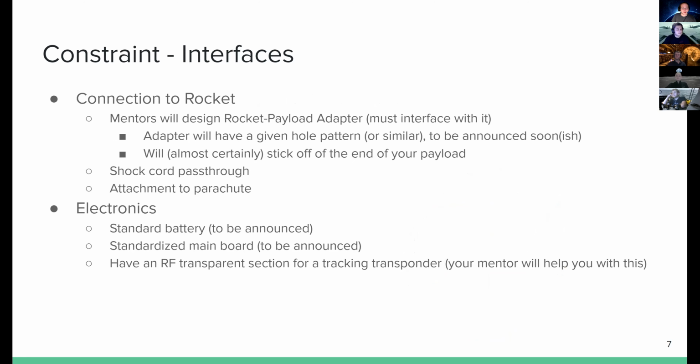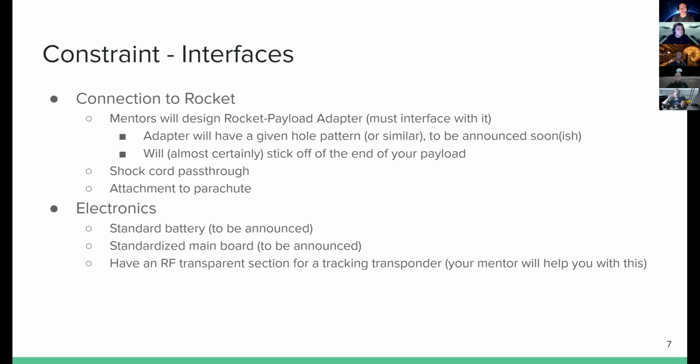The next thing is interfaces. In order for this type of system to work, it needs to be able to connect to the right pieces effectively. So the first thing it needs to connect to is obviously the rocket. There's going to be an adapter mechanism that connects the payloads to the rockets. And the plan is for this to be standardized. So all of the intro airframe rockets can work with this adapter, and all of the intro mechatronics payloads can work with this adapter. And that means that any payload could be launched in any rocket.